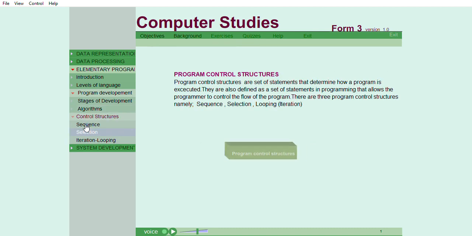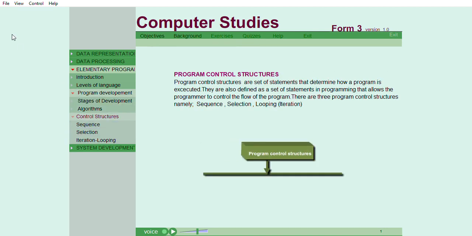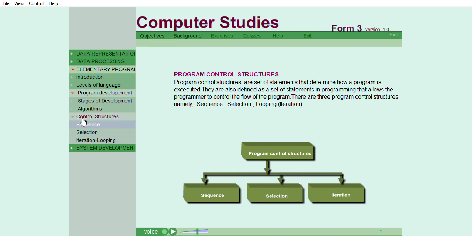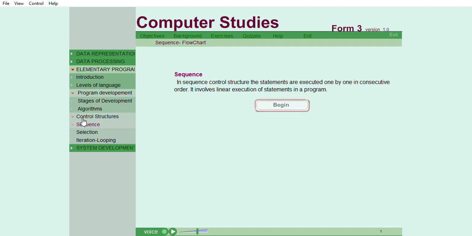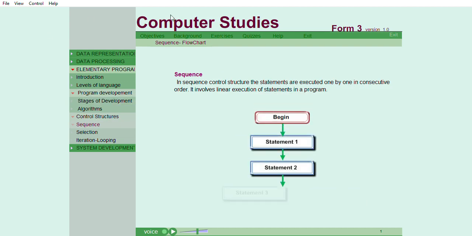The program control structures are a set of statements that determine how a program is executed. They are also defined as a set of statements in programming that allows the programmer to control the flow of the program. There are three program control structures, namely sequence, selection, and looping. In sequence control structure, the statements are executed one by one in consecutive order. It involves linear execution of statements in a program.